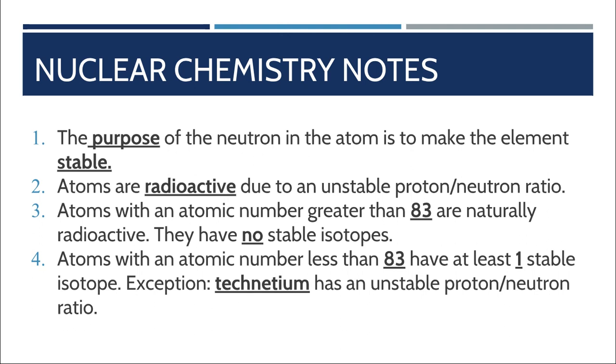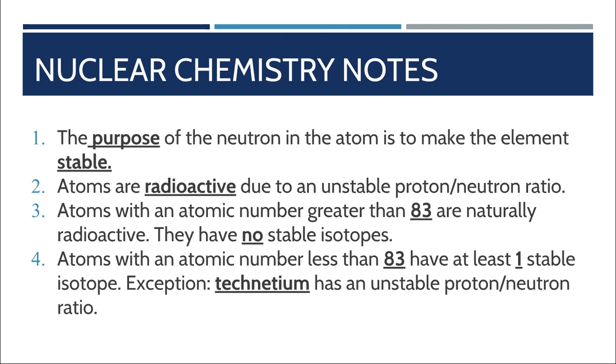So going back on track, anything 83 and above is going to be unstable naturally as it is. So they are going to start decaying down to become an element before number 83. Now there is one exception. The one exception is technetium. If you look on the periodic table, technetium is number 43. You can see on the big periodic table in the room that it's not filled in.